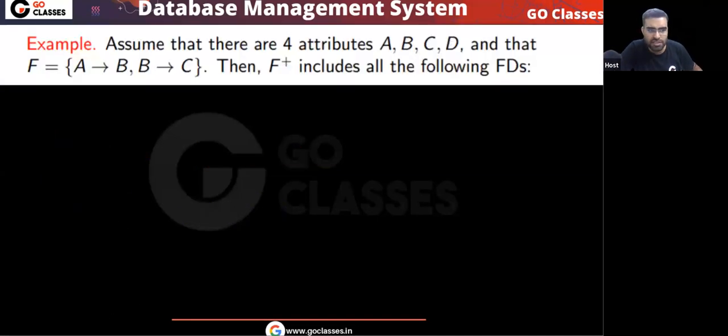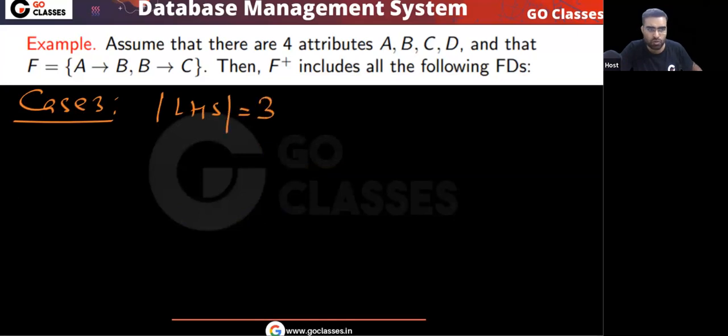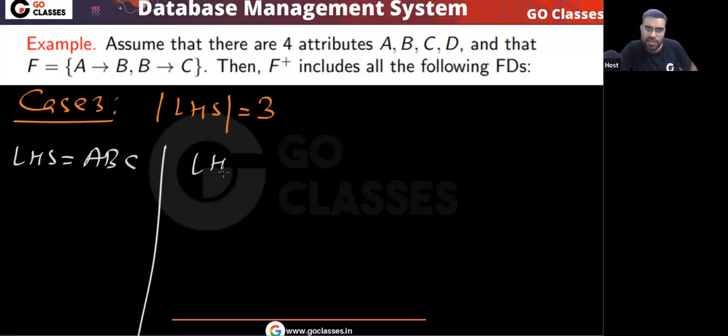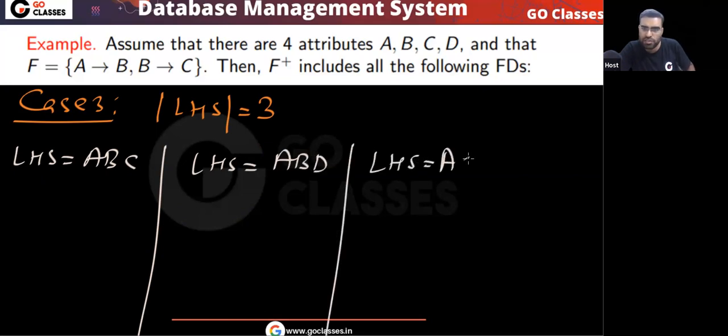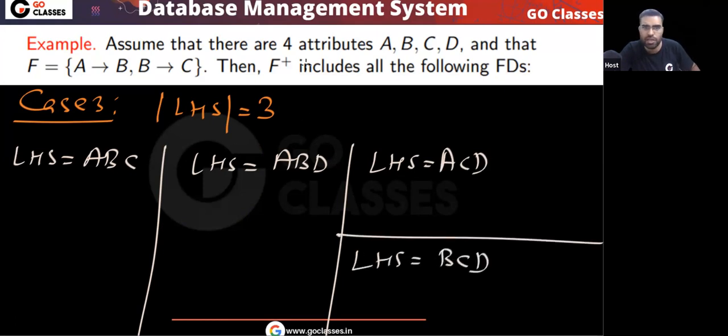Okay. Now, what case is remaining? Case 3. Tell me what is case 3. In case 3, what will I do? I will take LHS size equal to 3. Yes or no? So tell me how many possibilities? LHS can be, for example, ABC. LHS can be ABD. What else? LHS can be ACD. And LHS can be BCD.